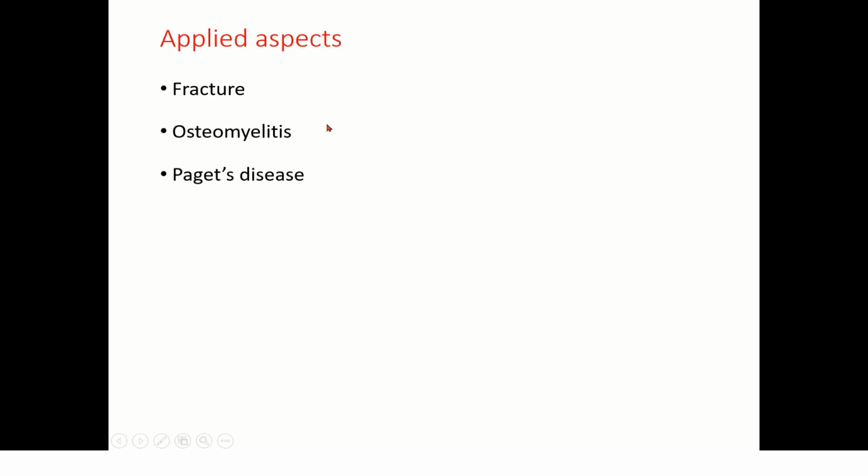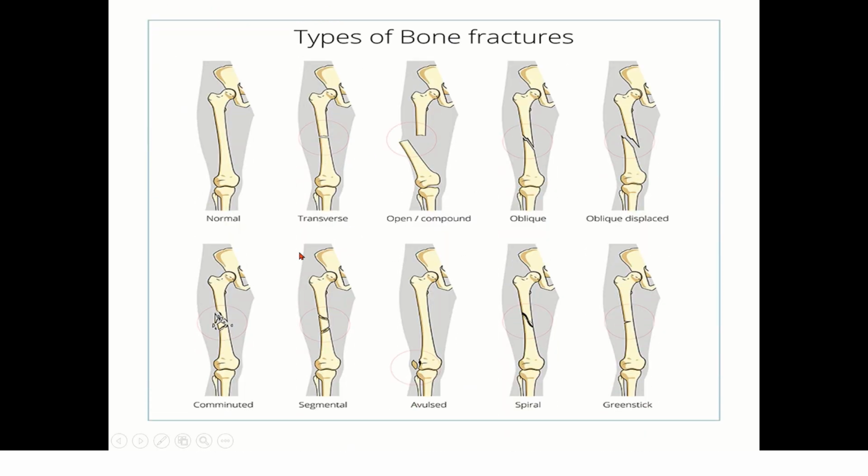So what are the commonest clinical things which we deal with in the bones? Most commonest will be fracture. The next one will be the osteomyelitis infection. The next one will be Paget's disease. You can see here different types of bone fractures.